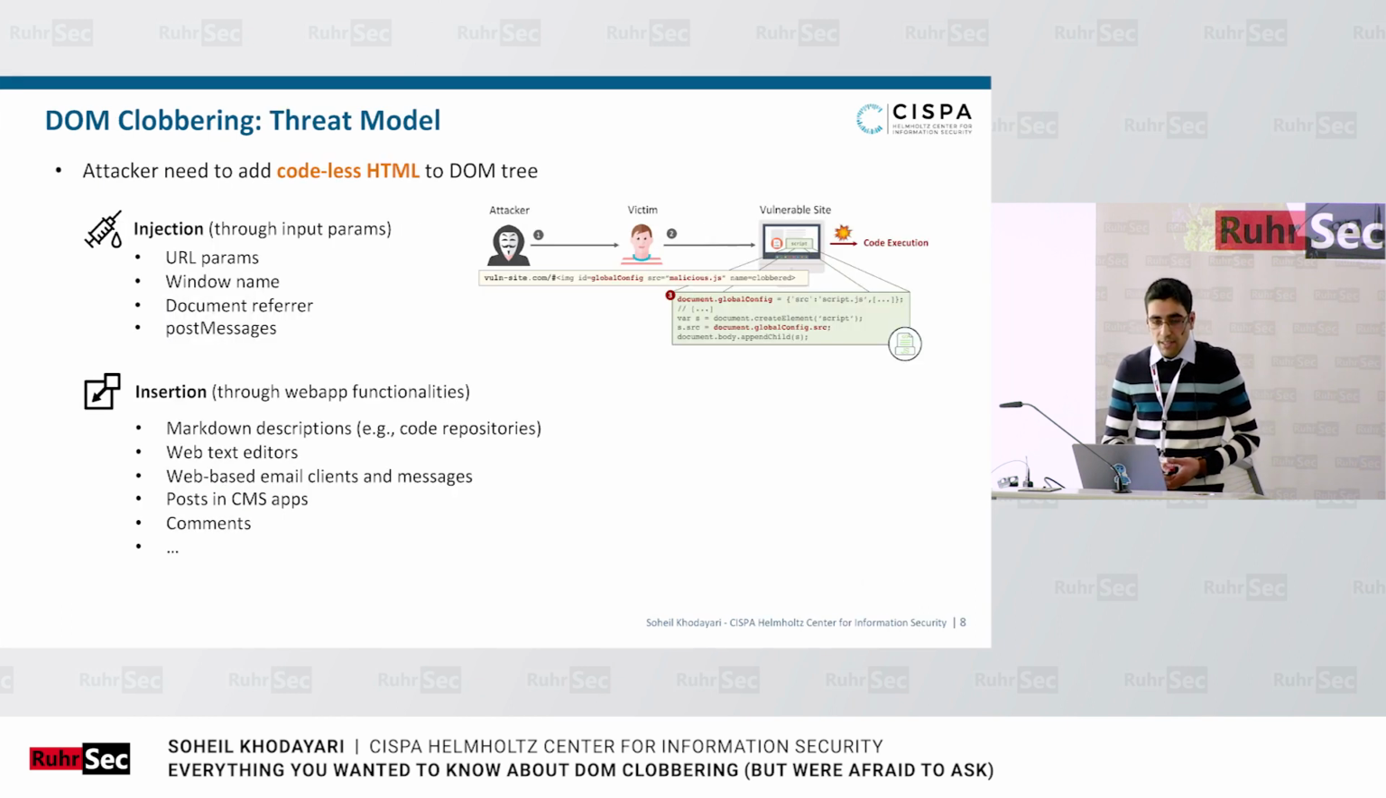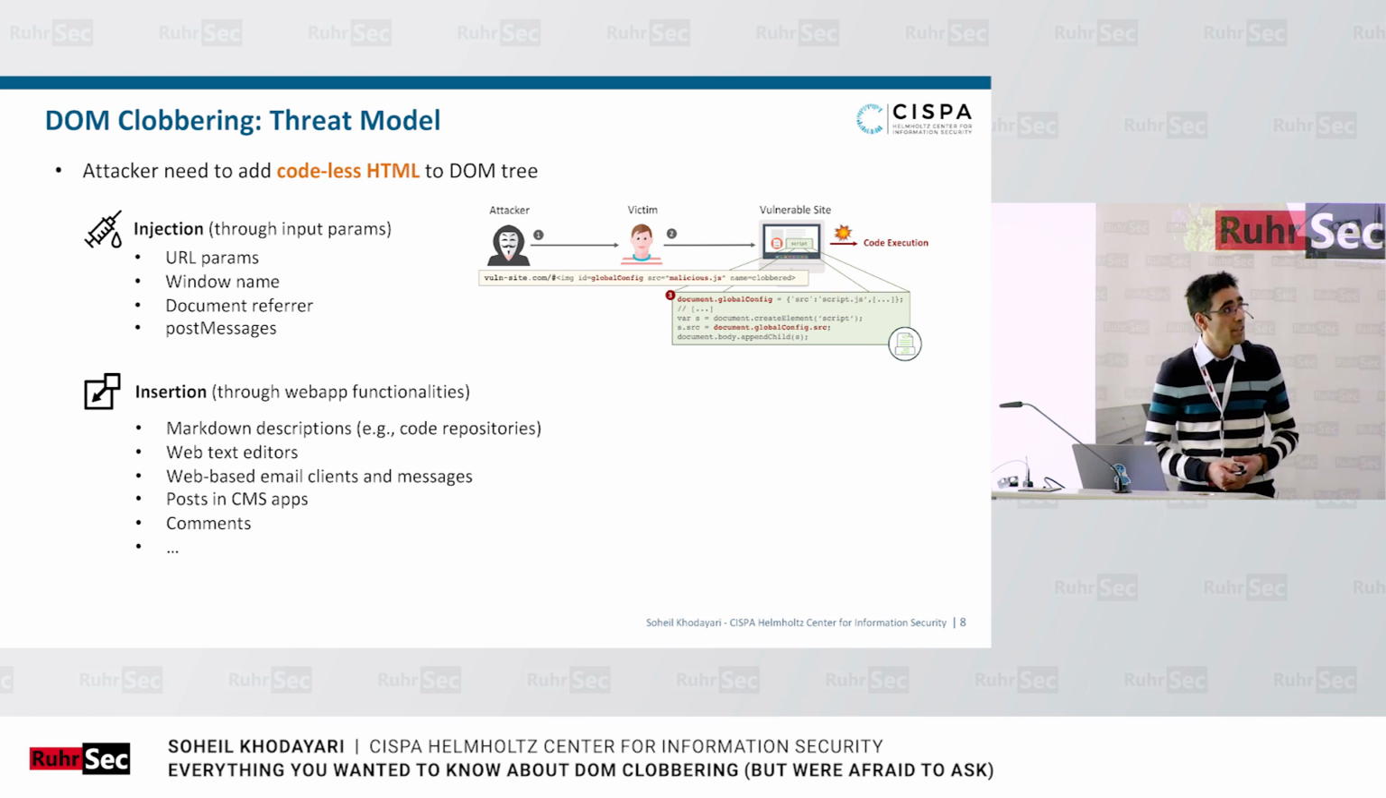OK, so as you've seen in this example, for the DOM clobbering attack, the adversary needs to add codeless pieces of HTML to the DOM tree. And this can happen through injection through one of the input parameters of the program, similarly to the traditional cross-site scripting case, through URL parameters, window name, document referrer, post messages, all that. Or it can be done through insertion, and by that I mean by leveraging the application functionalities.